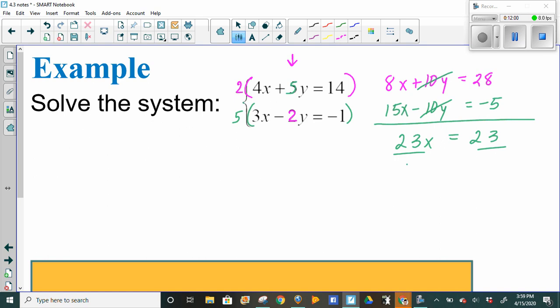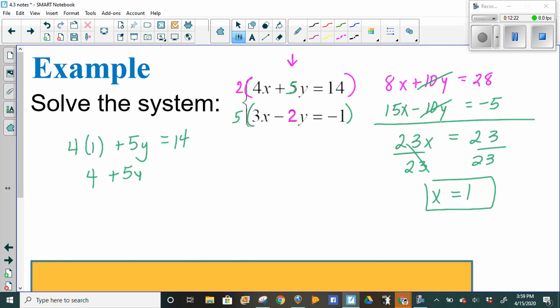So 8 plus 15 is 23x, and 28 minus 5 is 23. If we divide both sides by 23, we get that x is 1. Now that I know that x is 1, you can choose either equation and plug the 1 in. I'm just going to choose the first one. So 4 times 1 plus 5y equals 14.